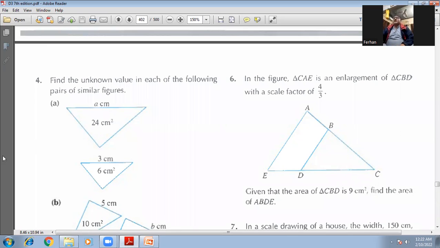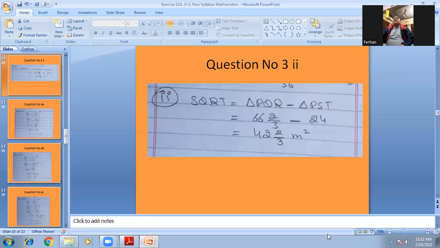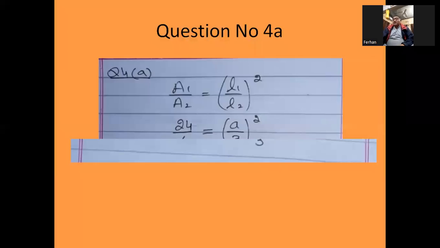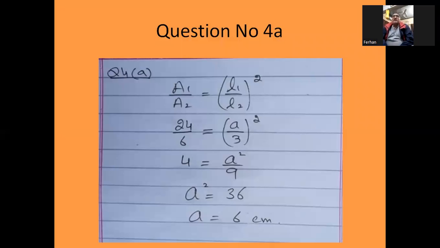So I will apply the same formula. Area 1 by area 2 equals length 1 by length 2 whole square. So here we go. That will be 24 divided by 6, that's the ratio of the areas, equals A by 3 whole square. So 24 divided by 6 is equal to A square divided by 9. So you can cancel 6 and 24. That will be 4. So A square will be equal to 4 multiplied by 9, and that will be 36. So we will take square root on both sides. So A will be equal to 6 centimeter.